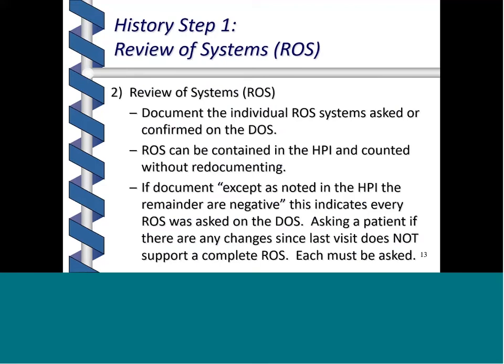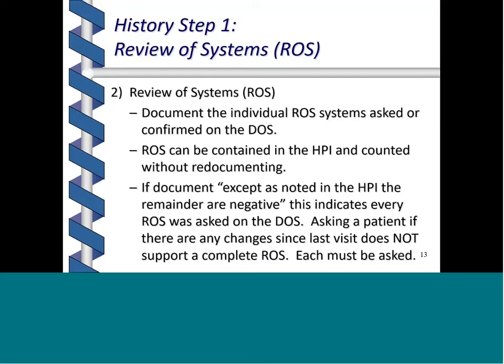It also can be contained in the HPI. If you covered review of systems in the HPI, then we count those also as a review of systems. You don't have to redocument the review of systems if you covered the fact they had a cough in the history of present illness. So it can be done individually and confirmed in the date of service, or counted as part of the HPI. It also can be documented if you noted every single review of systems, all 14. You can also note that except as documented in the HPI, the remainder are negative.